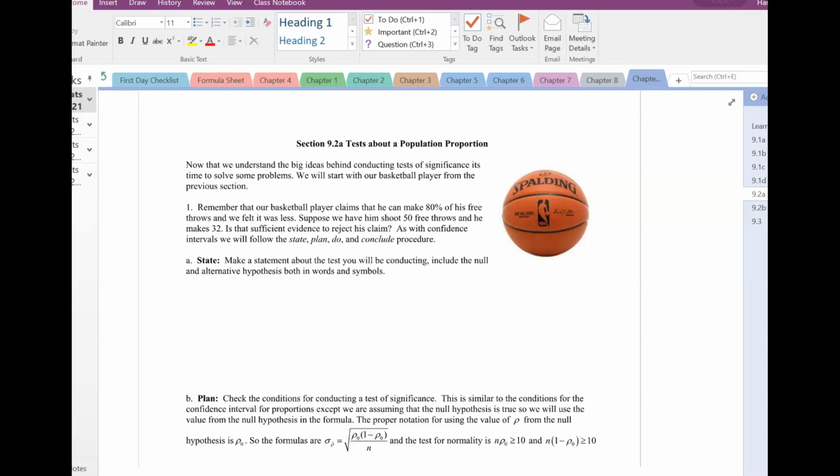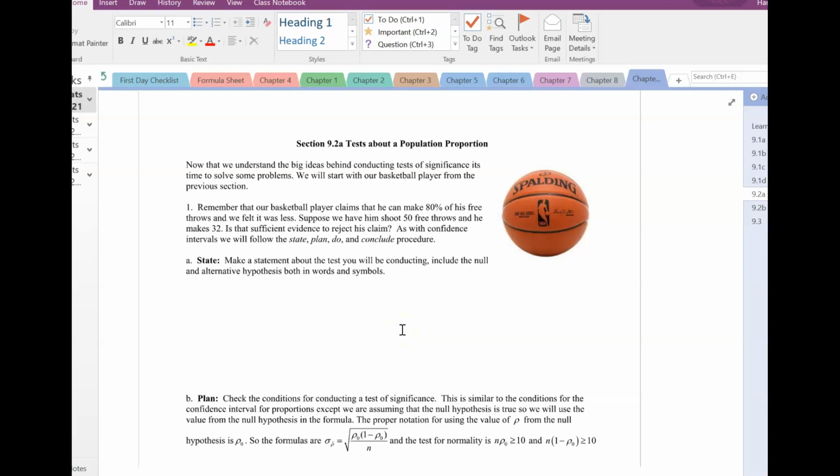Let's start with the basketball question that we've been talking about throughout 9.1. It says, remember that our basketball player claims that he can make 80% of his free throws, and we feel it's less. Suppose we have him shoot 50 free throws and he makes 32. Is that sufficient evidence to reject his claim? So remember the steps here that we did go through with a confidence interval. We're going to do the same thing with the test: the state, plan, do, and conclude.